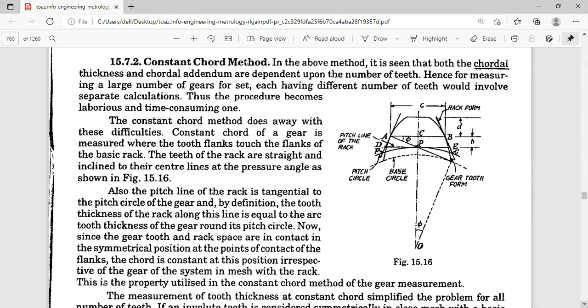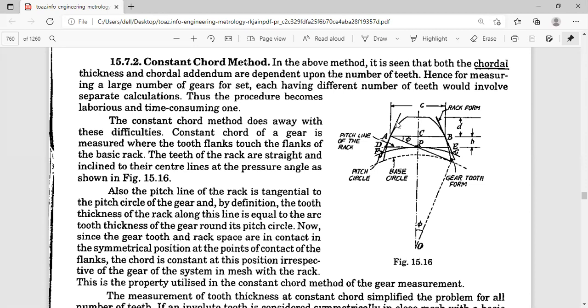So here the constant chord method is a very advantageous method when we compare it with the vernier gear tooth caliper method, because the constant chord of a gear is measured where the tooth flanks, meaning the line joining the crest and the root of that particular gear, touch the basic rack. This is the basic rack.